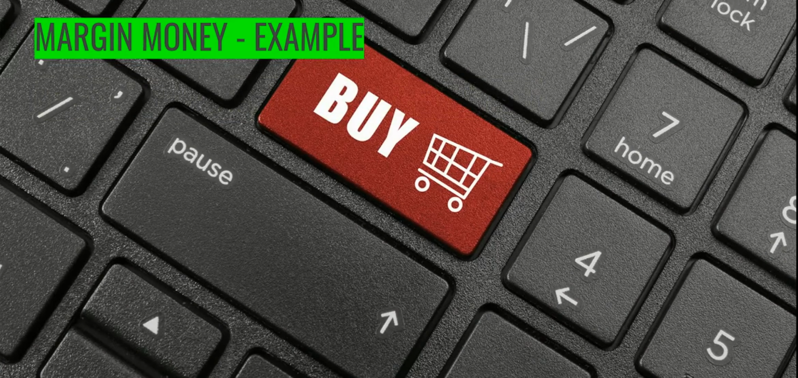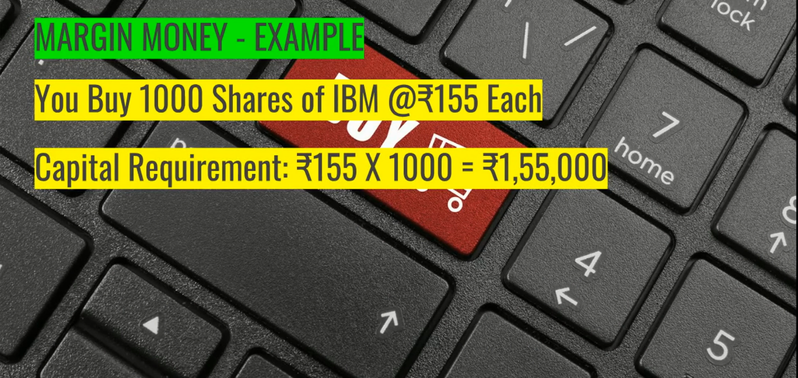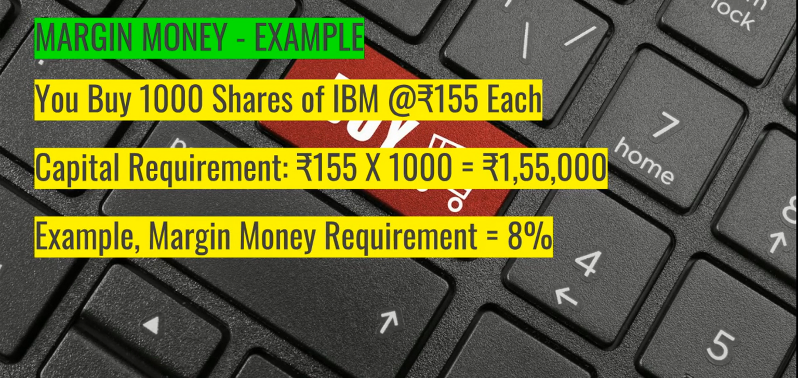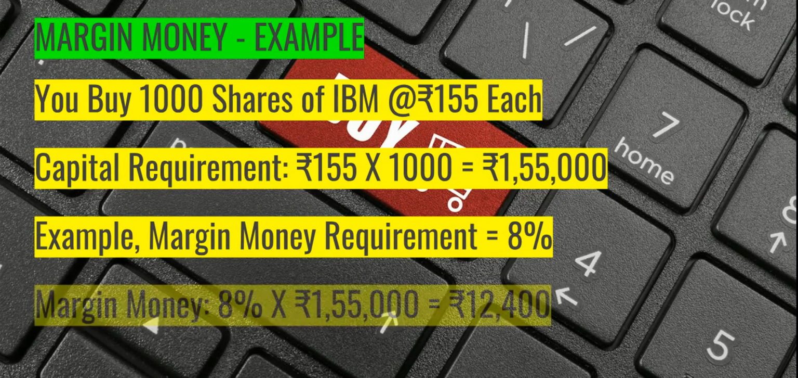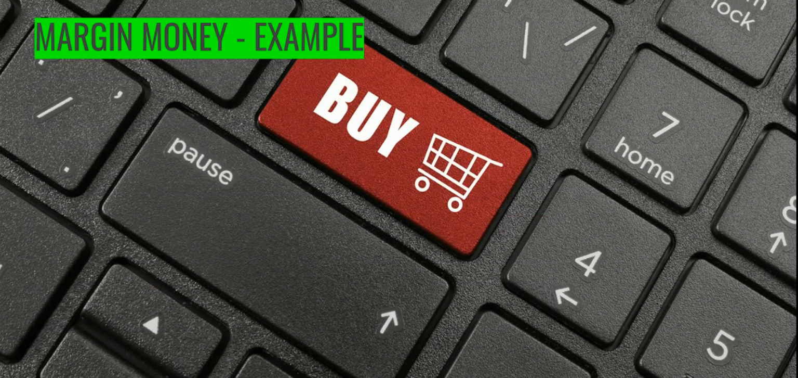You know what, let's take an example to understand this. Again, let's see, you want to buy 1000 shares of IBM at rupees 155 each. So obviously the initial capital requirement is around 1,55,000 rupees. Let's say the broker says, margin money requirement is 8%. So that is what you need to keep. Margin money is 12,400 rupees.